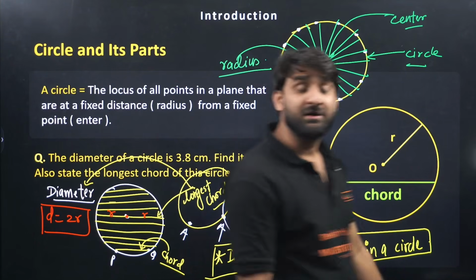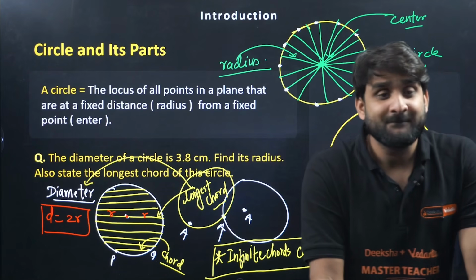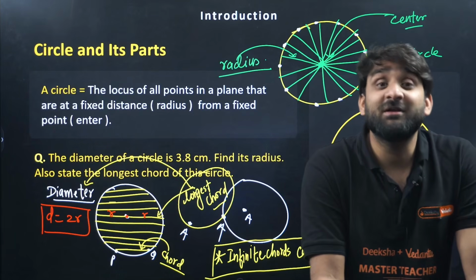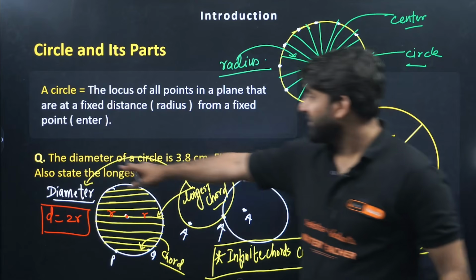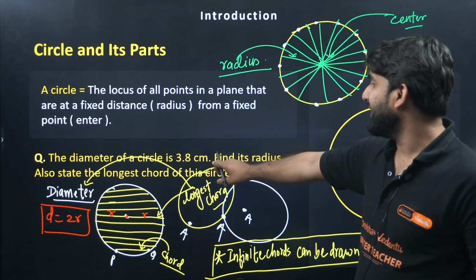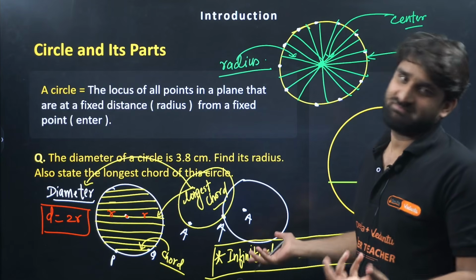Diameter is double the radius. And what is diameter? Diameter is the longest chord. Right, everyone, clear? So we have one question here. The diameter of a circle is 3.8 centimeter. Find its radius. What will be the radius?